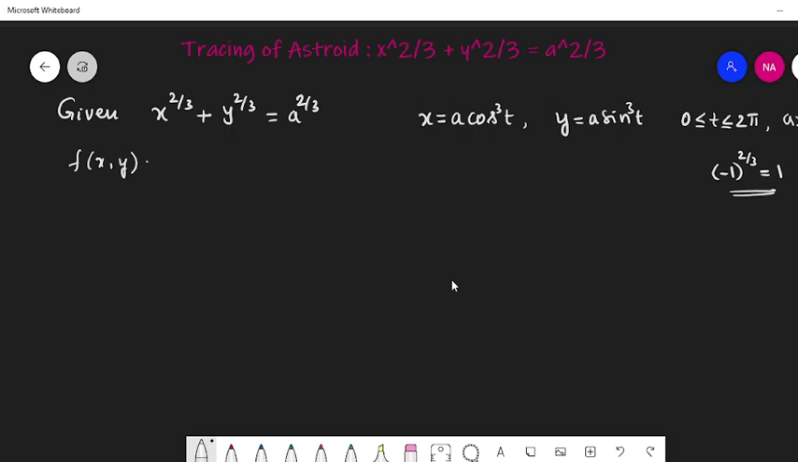So here f of x comma y is x power 2 by 3 plus y power 2 by 3 equal to minus a power 2 by 3.